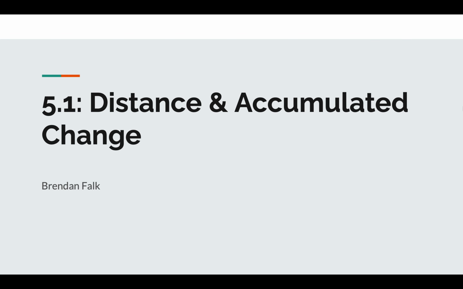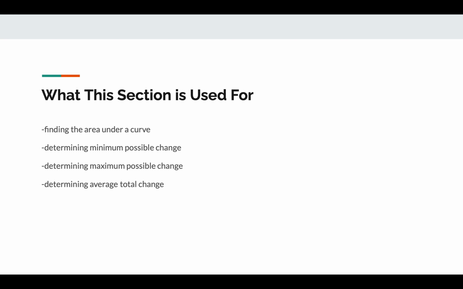Hey everyone, my name is Brendan, and today I'll be walking you through section 5.1, Distance and Accumulated Change. This section is used to find area under a curve, to determine minimum possible change, to determine maximum possible change, and to determine average total change across an interval.